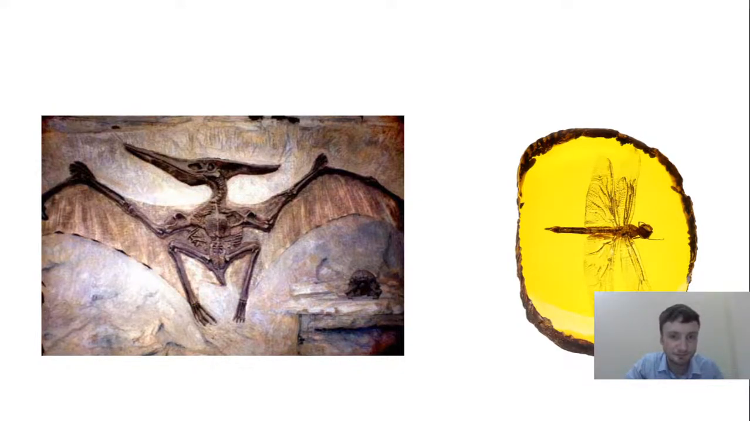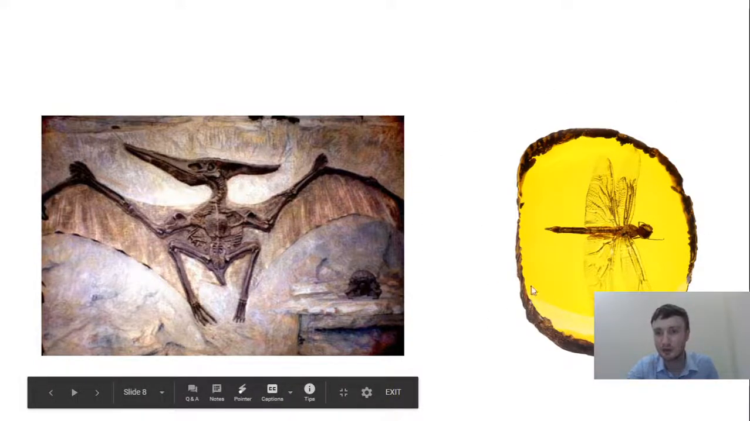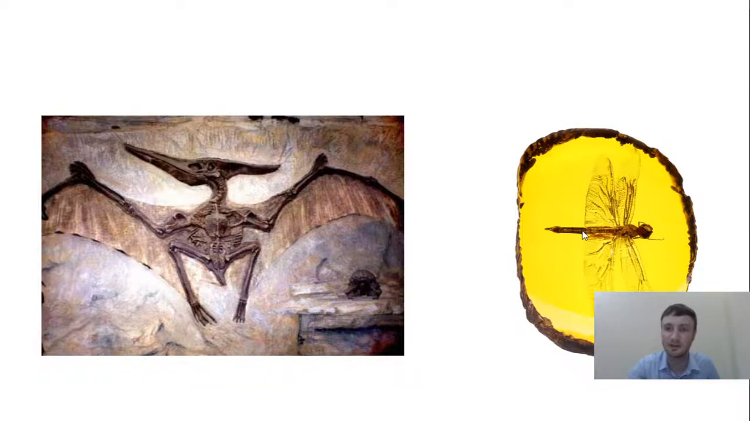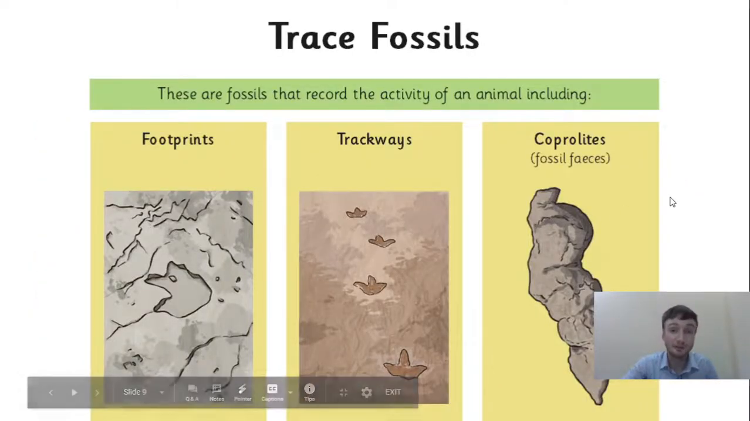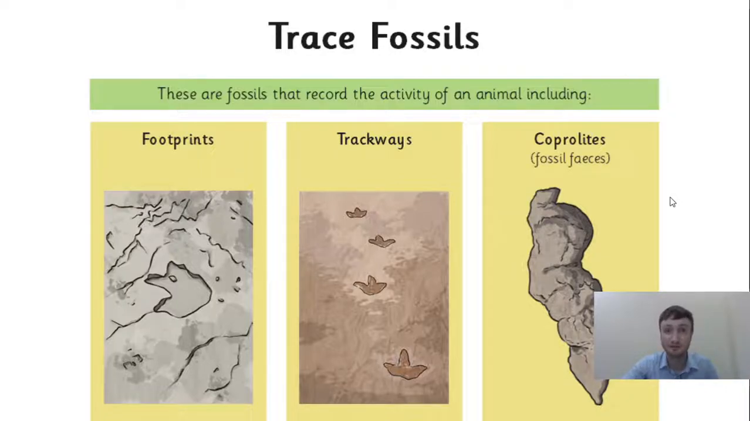Here's a fossil of a pterodactyl, and here we've got one of those whole body fossils where the insect's been stuck in the tree sap and it's formed amber, and it's stayed there. So these could be millions of years old. This dragonfly, very cool.